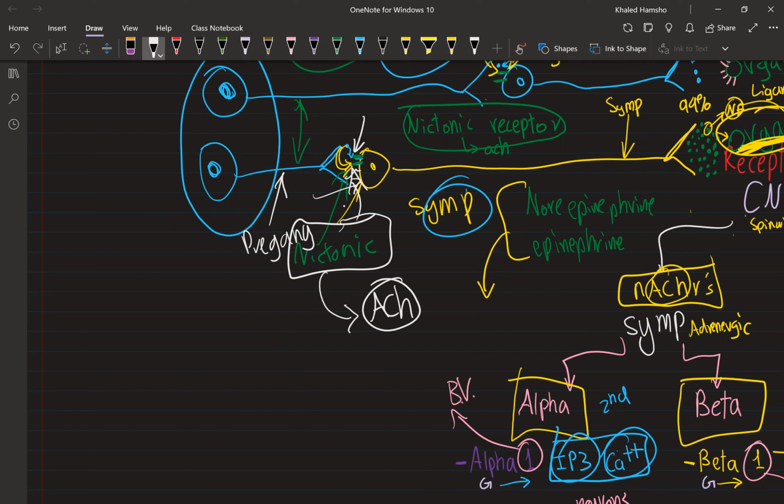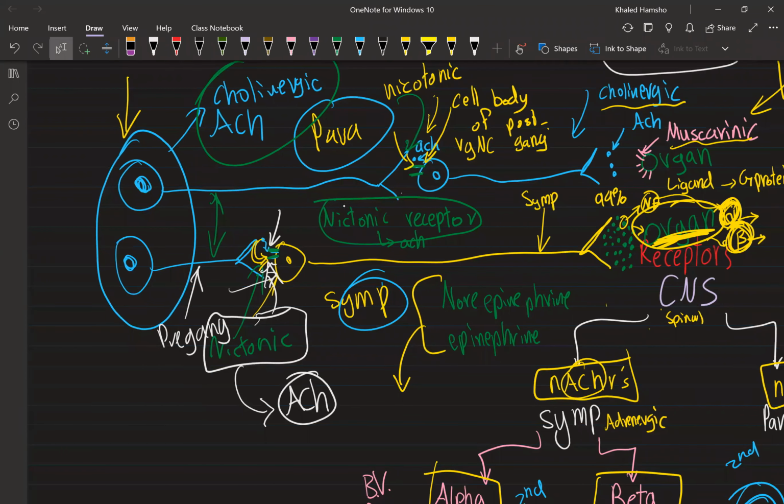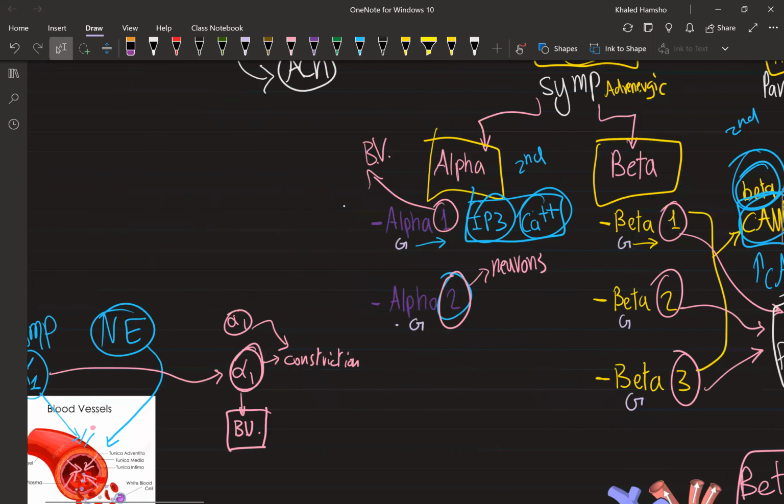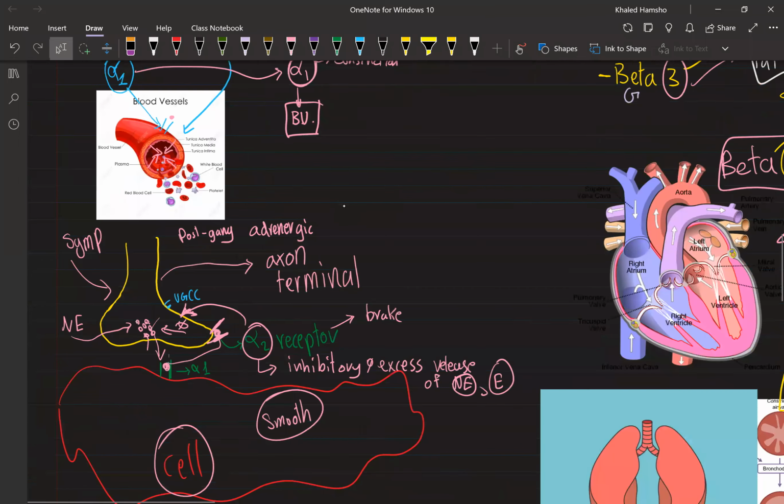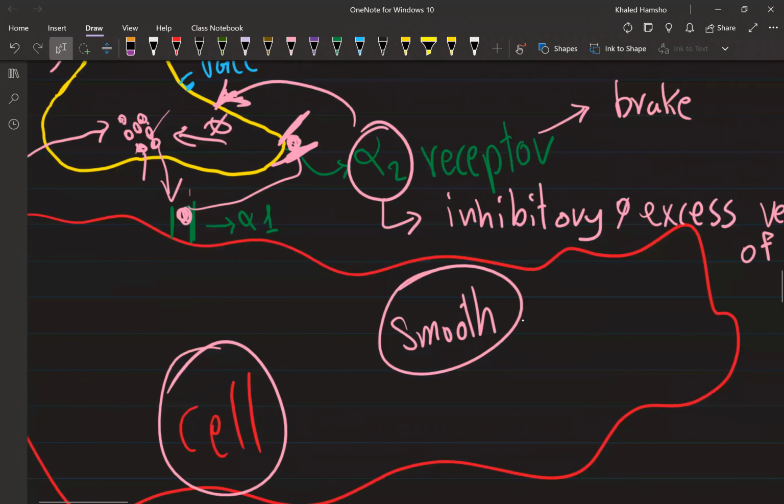All right, so both nicotinic and muscarinic take ACH, right? Yep, they both take ACH. And even alpha 2 is a receptor? Alpha 2 is for epinephrine. Yes, it is a receptor.